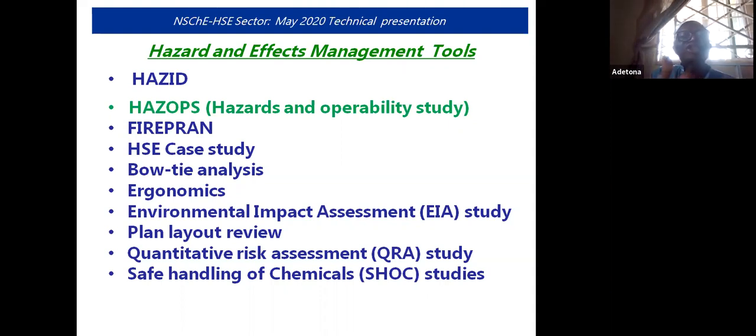Here is a list of some of the tools. First is the hazard identification, then the HAZOP, hazard and operability study. We have the fire plan, which, after our layout design and the process flow scripts have been completed, you carry out a fire analysis, to see the effect of a possible release of fire and the mitigations, just as we do for HAZOP.